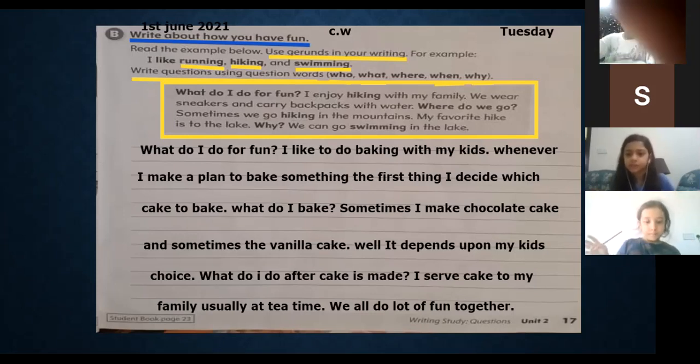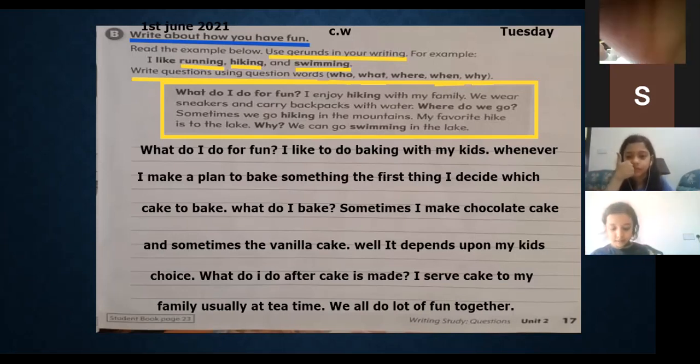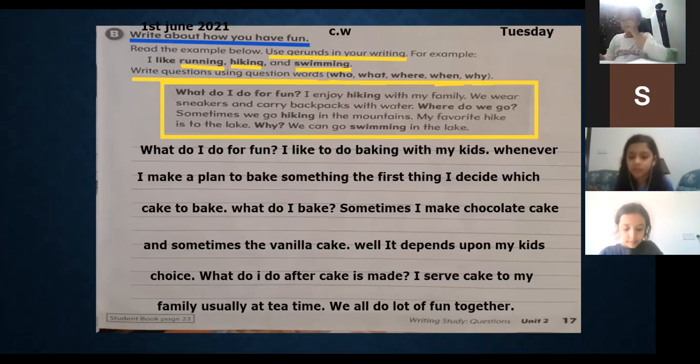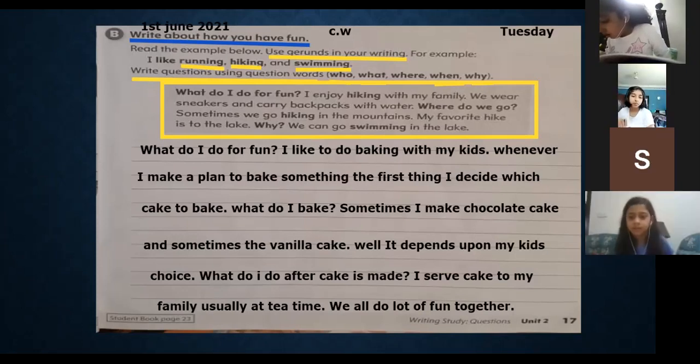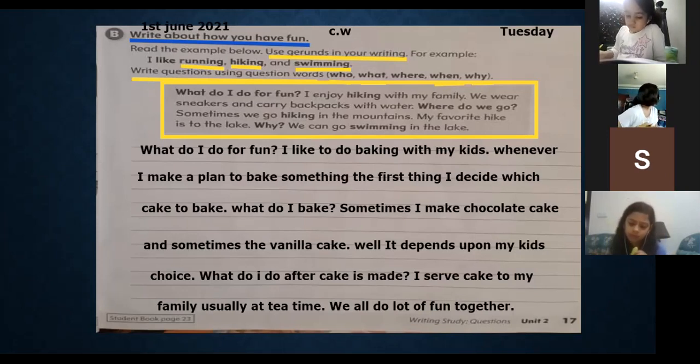Yes, Khadija. Ma'am, can I tell my comprehension? Yes, yes, beta, you can tell. What do I do for fun? I just go cycling with my family. We wear hats and sneakers. Sometimes we do cycling with my sister. In the park, my favorite cycling place is the Islamabad track. Why? We can go cycling.